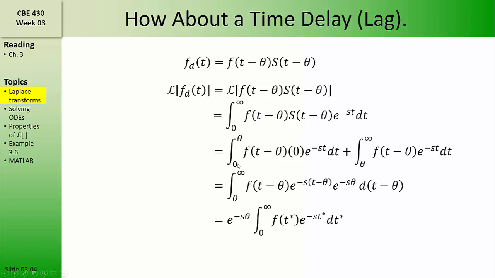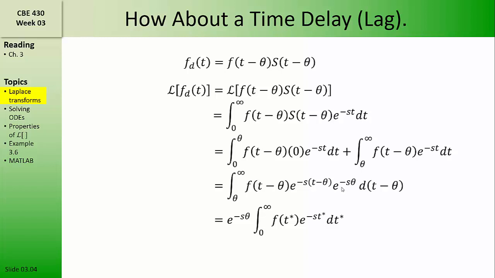The part for t equals 0 to theta, for which our step function takes a value of 0, and the part from theta to infinity, for which the step function takes a value of 1. Of course, the integral for this first part is just 0, so it can be ignored. Next, we'll rewrite the exponential e to the minus st as e to the minus s times (t minus theta) times e to the minus s theta.